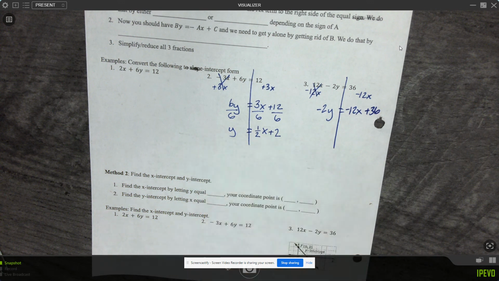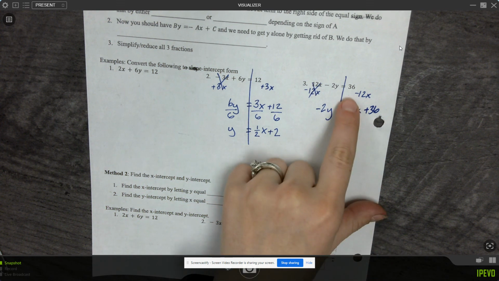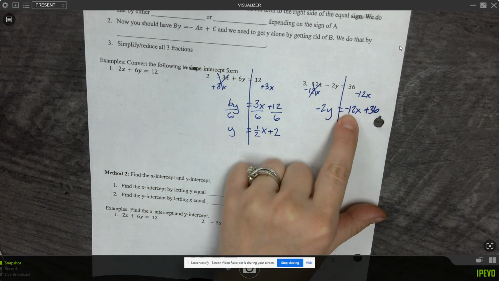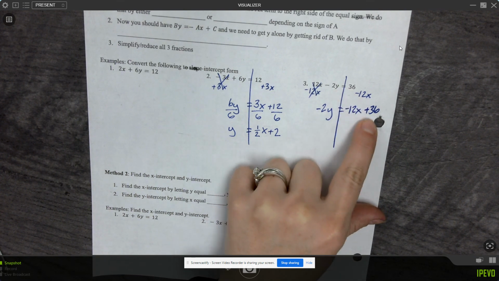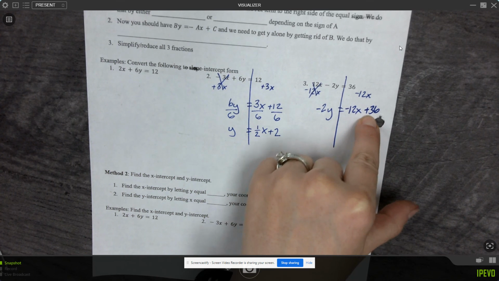It absolutely 100% matters where your signs are. Your sign should be directly in front of the number it should be in front of. Your negative is in front of 12, so the negative should be in front of 12. There is nothing in front of 36, which means it's positive, so your 36 needs to be positive.